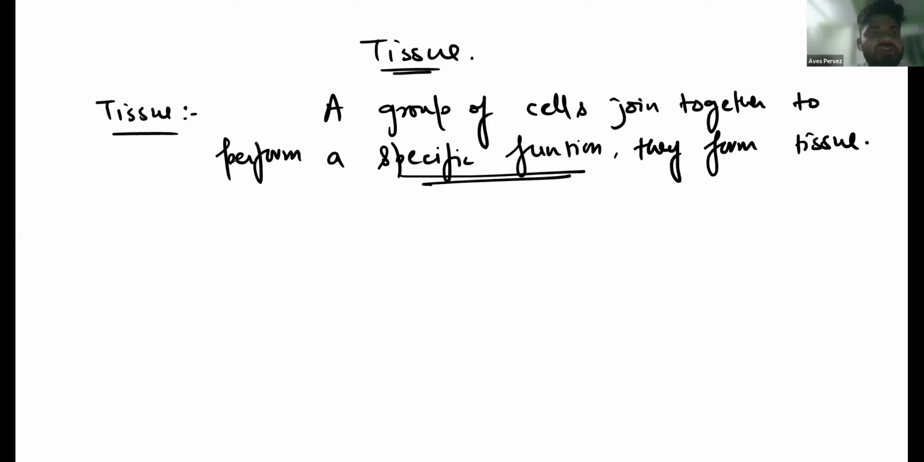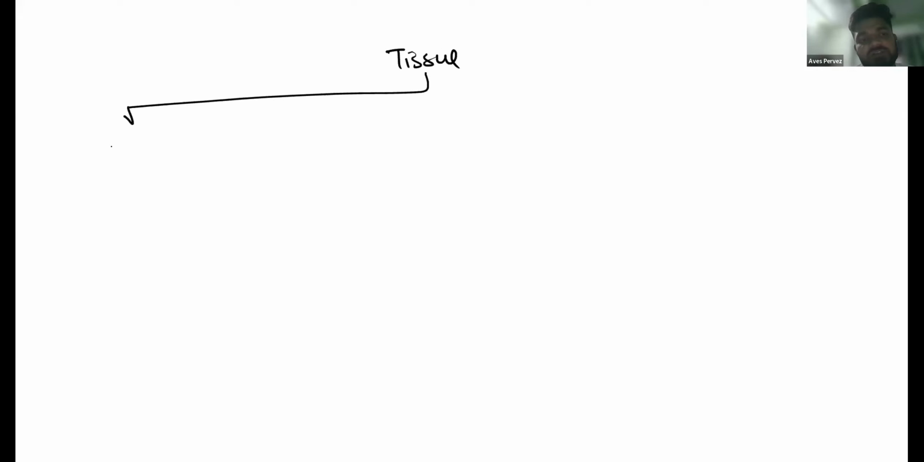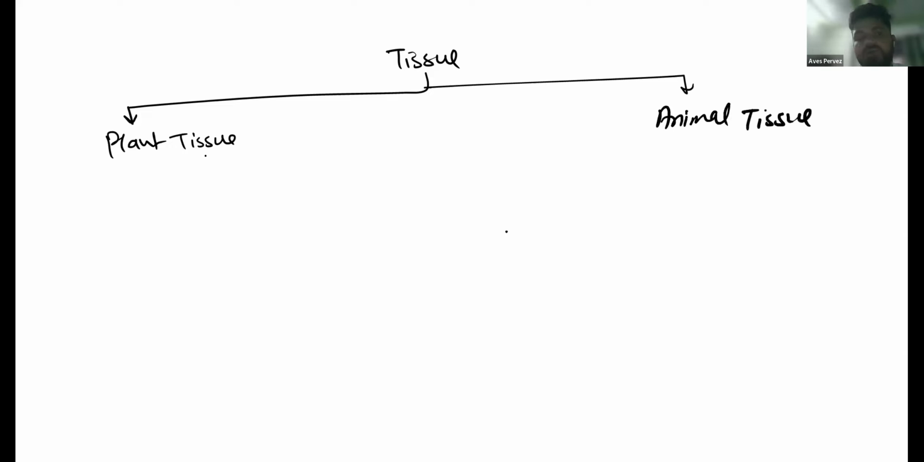Okay. Now we're just going to study tissue. Tissue has been divided into two parts: one is plant tissue and another one is animal tissue. First write it down, plant tissue, because we're going to study plant tissue first.